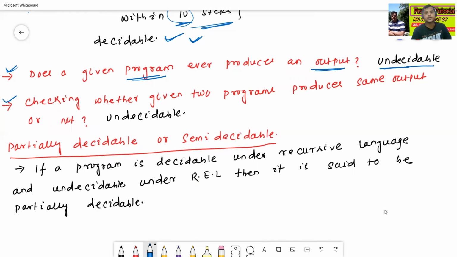The next problem: checking whether two given programs produce the same output or not. This problem is completely undecidable. So both problems are undecidable: does a given program ever produce an output, and checking whether two given programs produce the same output.